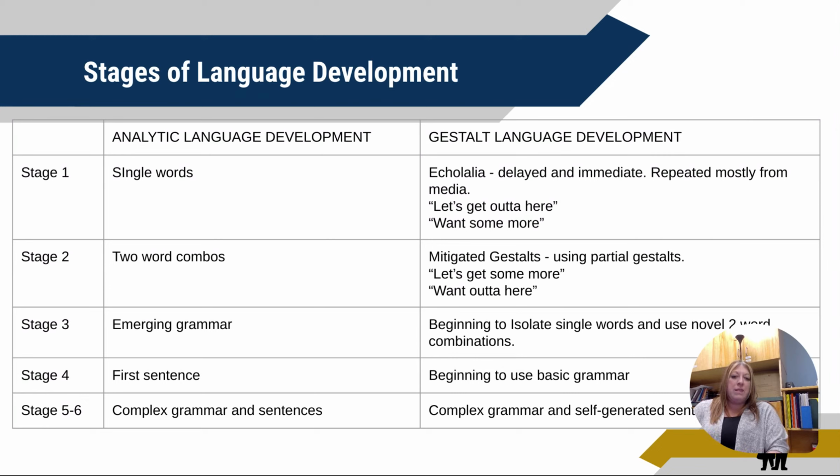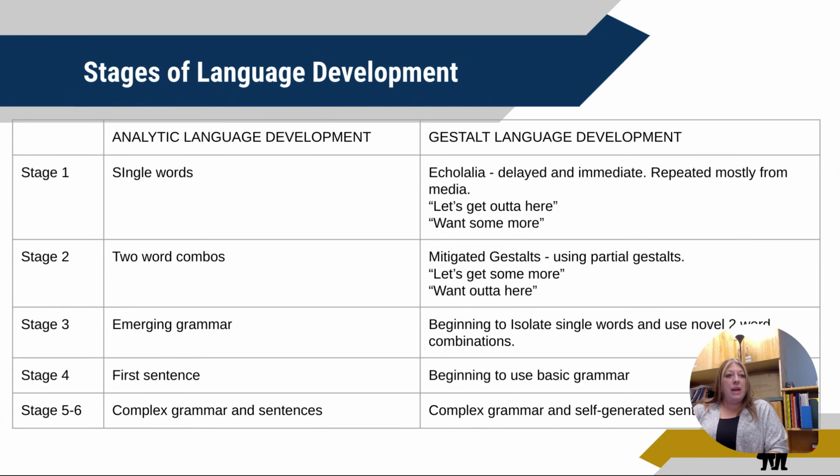So somebody that's in grade 7 or 8 could be a Gestalt language processor and still be in stage 1 or 2. We could have a kindergarten kid who's in stage 4 or 5. So there's no real actual age connected with any of the stages. It's just different for every kid and how they move through the stages.